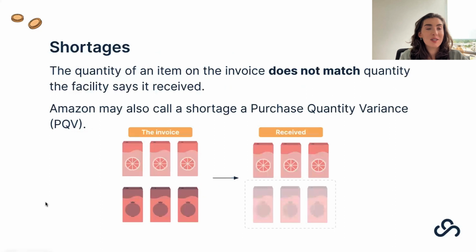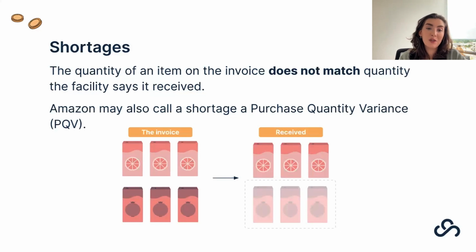All right. Like I said, the one we're probably going to focus on the most today is shortages. What is a shortage? A shortage is when the quantity of an item on the invoice does not match the quantity that the facility received. And here's another lingo call out that comes with Amazon. When we say shortages, oftentimes we also mean PQV. This is how Amazon refers to a shortage. If you hear that word, it's pretty interchangeable.